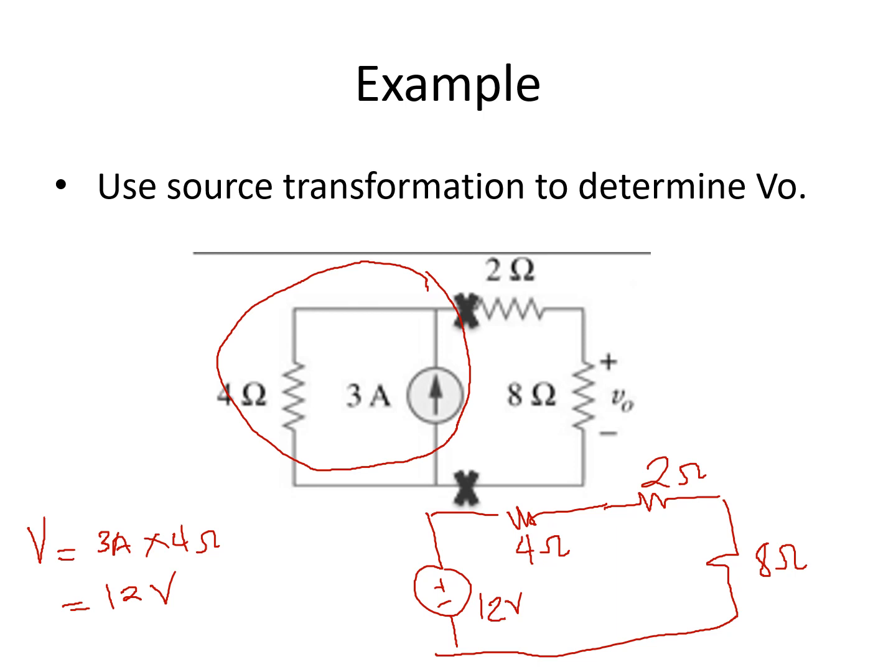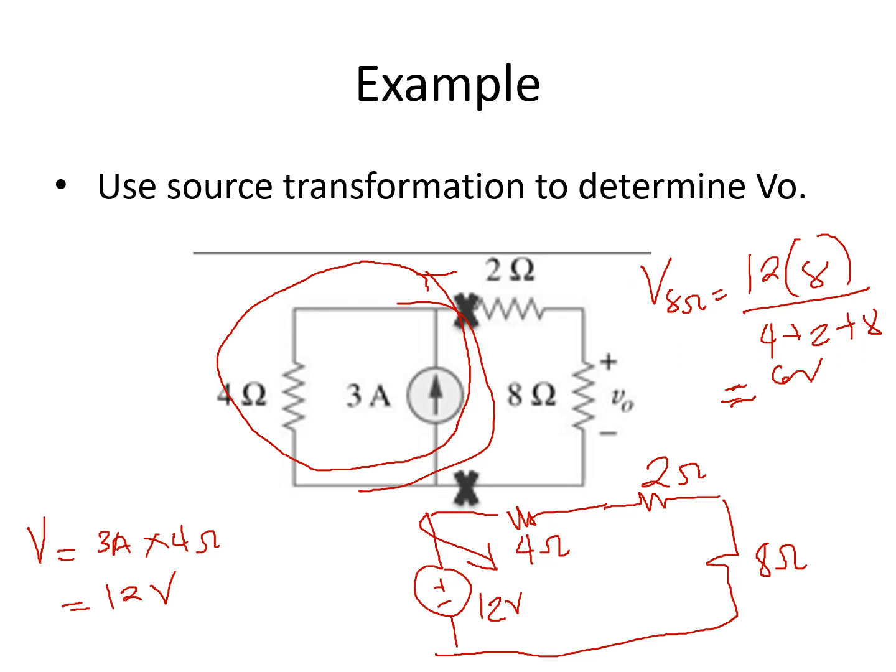So we have here, what is the voltage across the 8 ohms? We will just make use of the voltage divider. If we use the voltage divider, the voltage across 8 ohms is equal to the total source multiplied by 8, divided by 4 plus 2 plus 8. So what is the answer? This is approximately equivalent to 6 volts. So from a current source, we converted that into a voltage source.